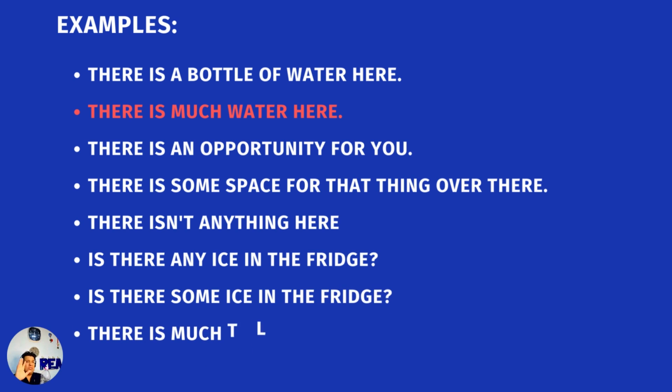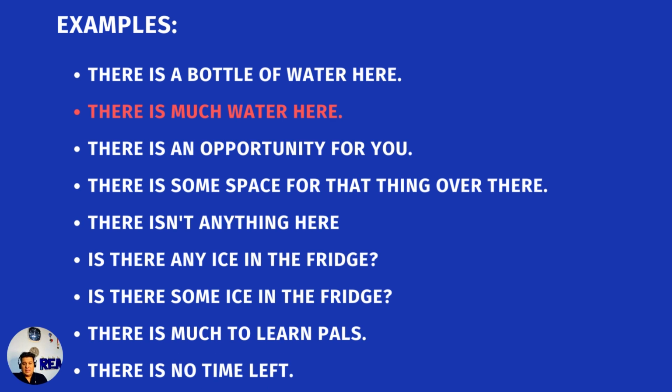I say, hey, no, that's too much water. It's excessive. I don't need that. Okay, I don't need that much. All right. For example, there is much water here. Now, I could say there is so much water here, or there is too much water here. But in both cases, well, they are different. So remember, too is negative and so is positive.